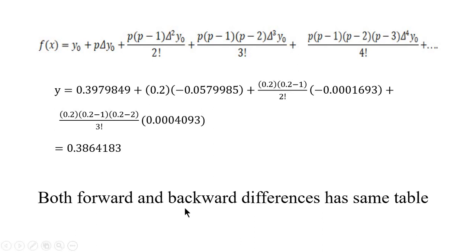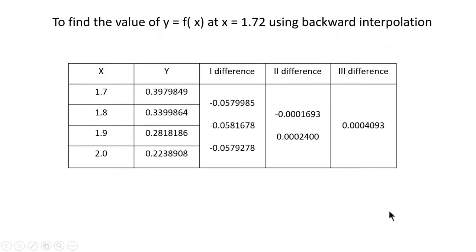Now next we have to use the backward interpolation formula. Please note that both forward and backward differences have the same table, so we are using the same table for backward interpolation. Again, our x lies between these two values. But since we are using backward interpolation, xn is the value below x from the table. I can use the end of the table, the value 2.0, as xn.